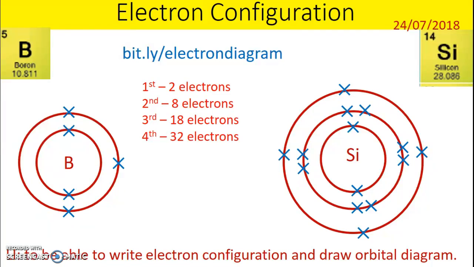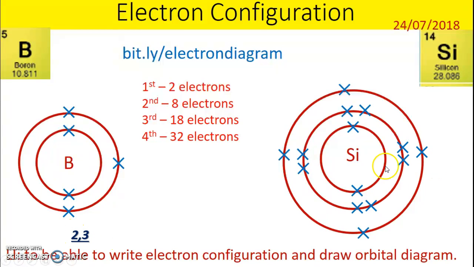And so here's how to write electron configuration. So what you're doing is you're just writing how many electrons on each shell by using a comma right in the middle. So 2 for the first and 3 for the second. So electron configuration for boron atom would be 2, 3.